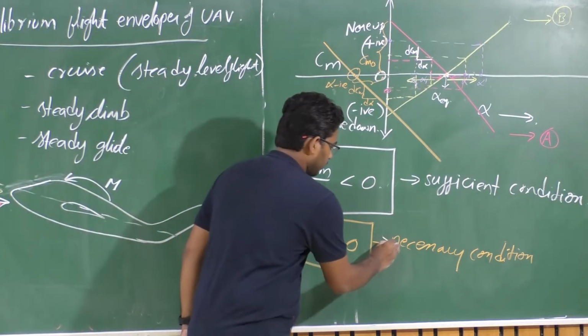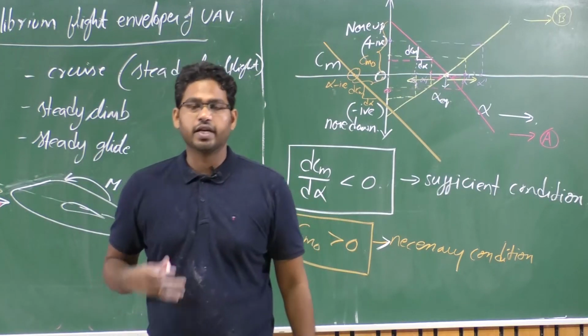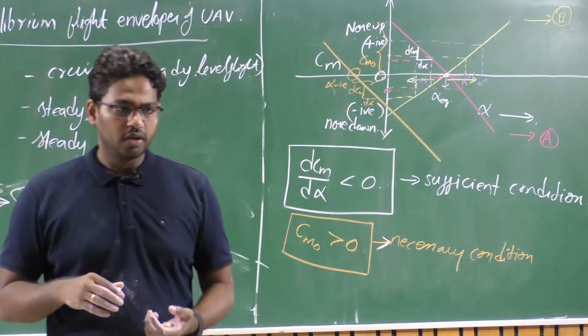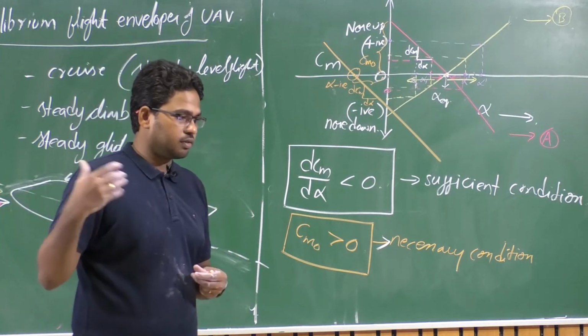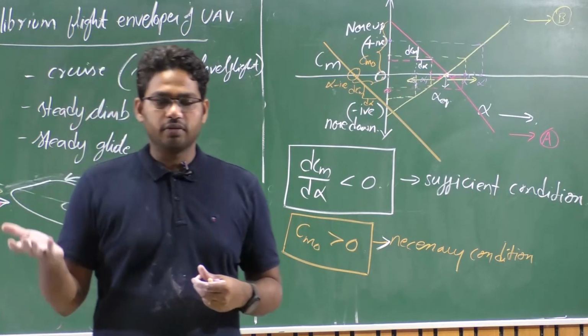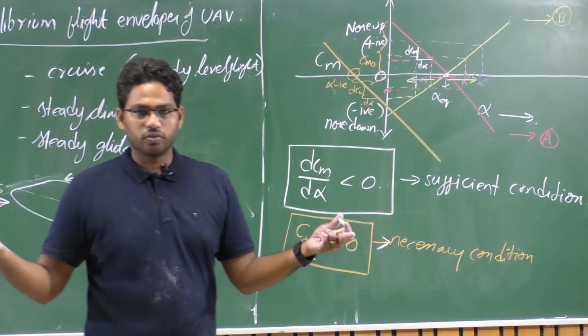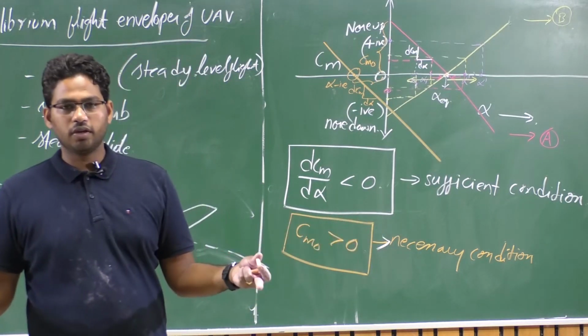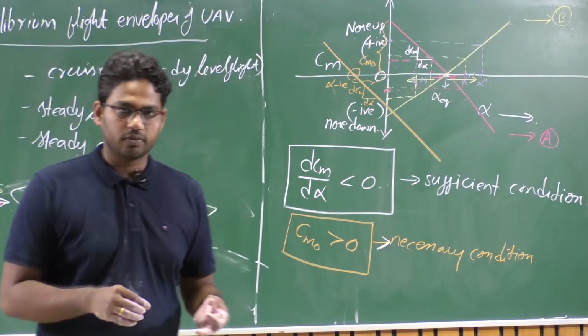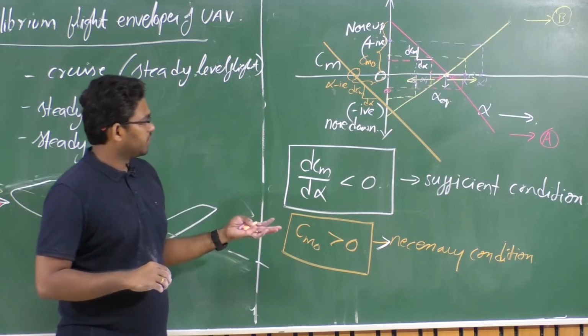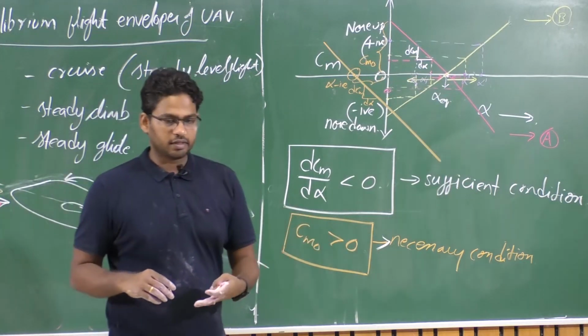So what happens when I add a tail? What happens when I add a canard? What happens when I have double biplane wings, right? So if I have to design a UAV, say a biplane UAV, I need to understand whether the addition of these two wings is contributing towards stability or destabilizing the system, right? That's the main aim here. So we'll try to look into those in the coming lectures.